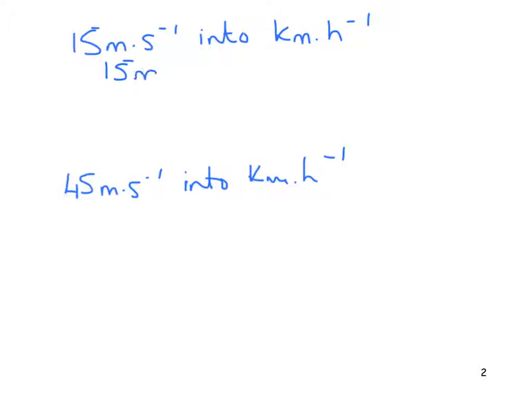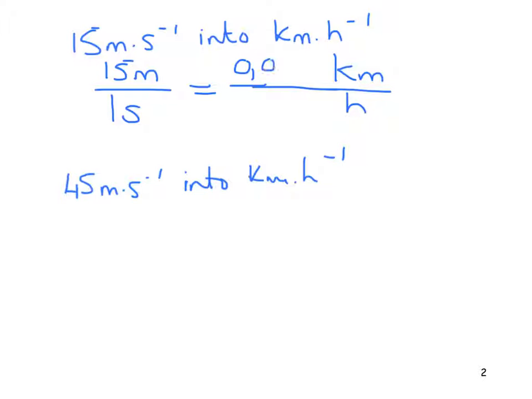What if I have to go the other way around? 15 meters divided by 1 second is equal to how many kilometers in 1 hour? Well, if I need to take meters into kilometers, I need to divide by 1,000. And seconds into hours is 1/3,600th of an hour. It's a fraction of an hour.